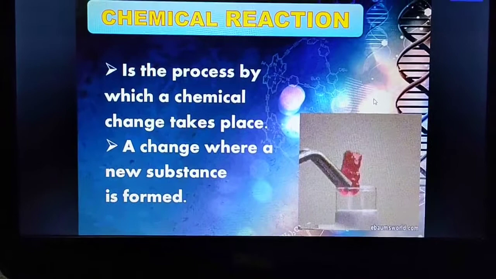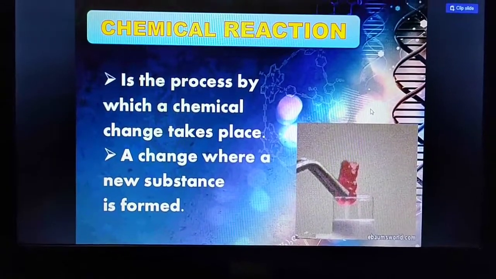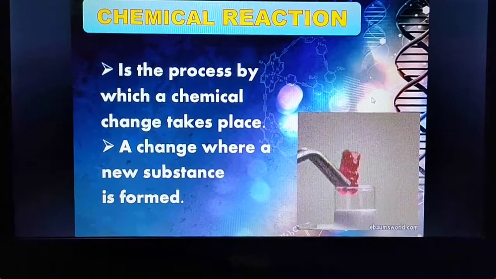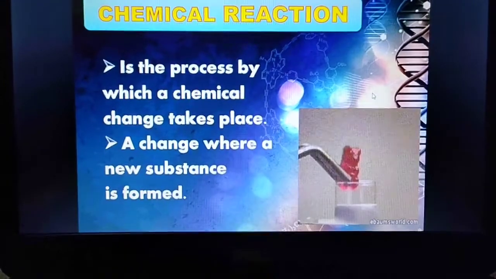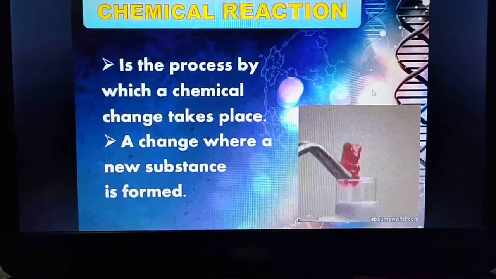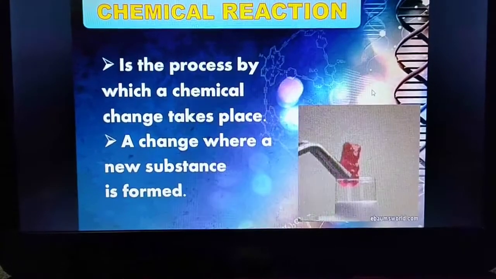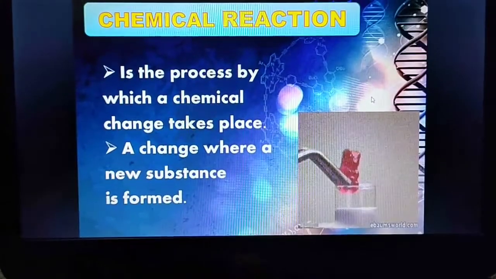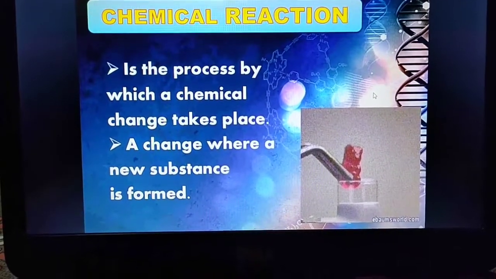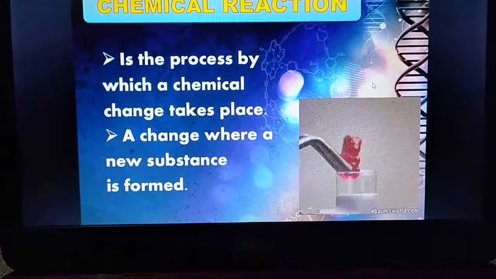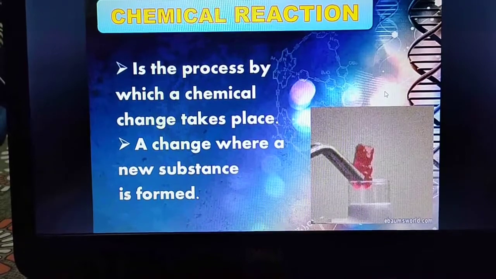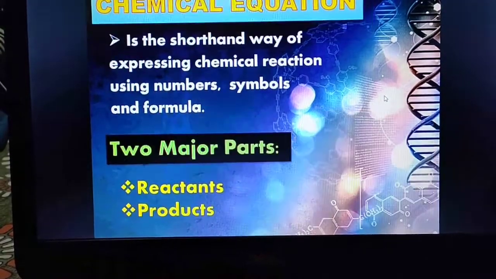First of all, you should know what a chemical reaction is. We have discussed in the previous lecture that a shorthand representation of a chemical reaction in terms of symbols and formulae of the reactants and the products is called a chemical equation. A chemical reaction is the process by which a chemical change takes place, a change where a new substance is formed.